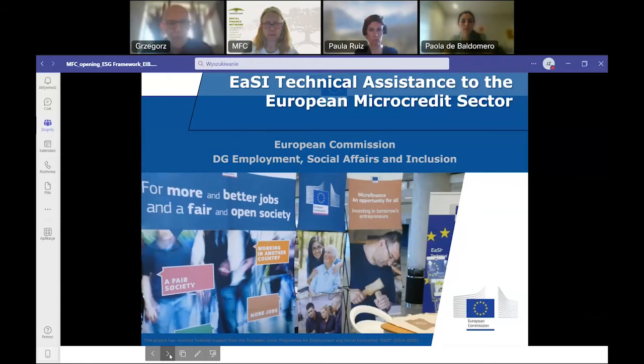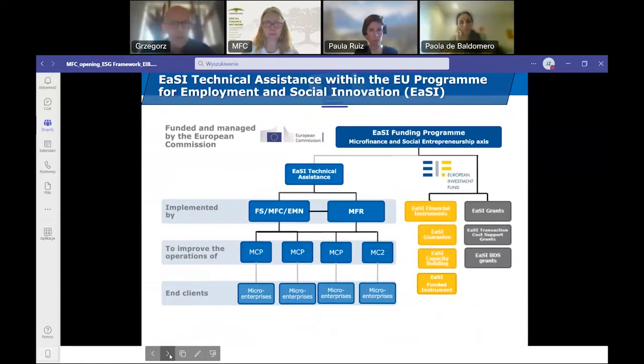EaSI stands for social innovation. It is a program that supports microfinance institutions in the European Union with technical assistance, but not only with that, as you see in this chart. The left-hand side describes the technical assistance program, but it also has a financial component, and this financial component has various financial instruments, including grant support that are aimed at helping MFIs in growing and developing the scale of operations and reaching the right clientele, and that is micro entrepreneurs.